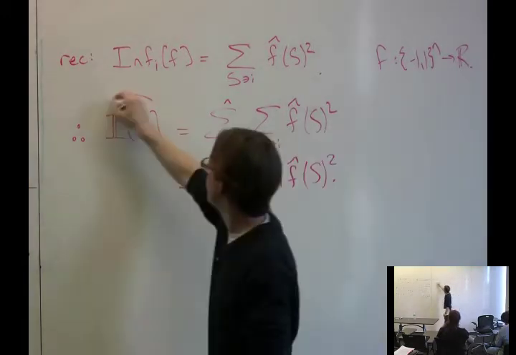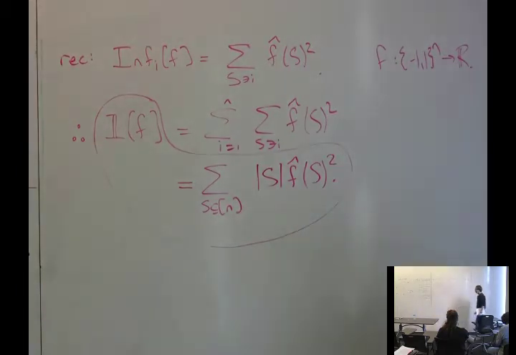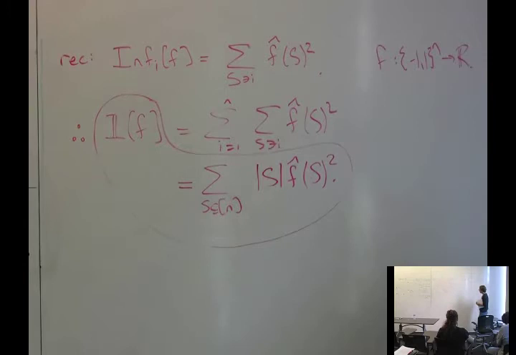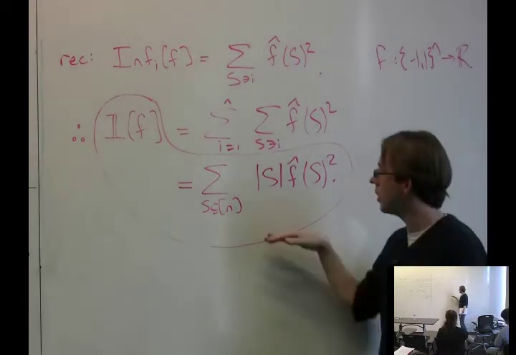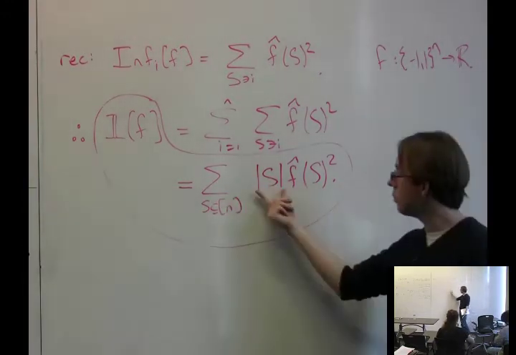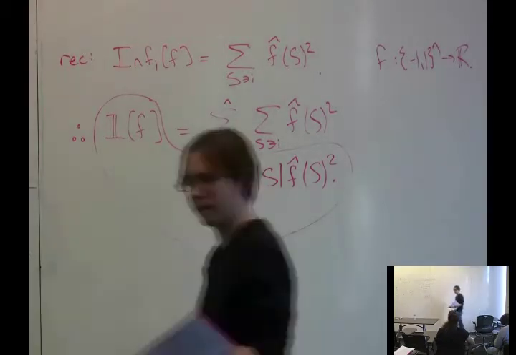Okay, so this is the formula for total influence. And you see, again, it's actually just a function of the Fourier weights. In some sense, it measures like the average degree of the function rather than the total degree. Because remember, the monomials associated to S have degree cardinality of S. Okay, any questions about that?